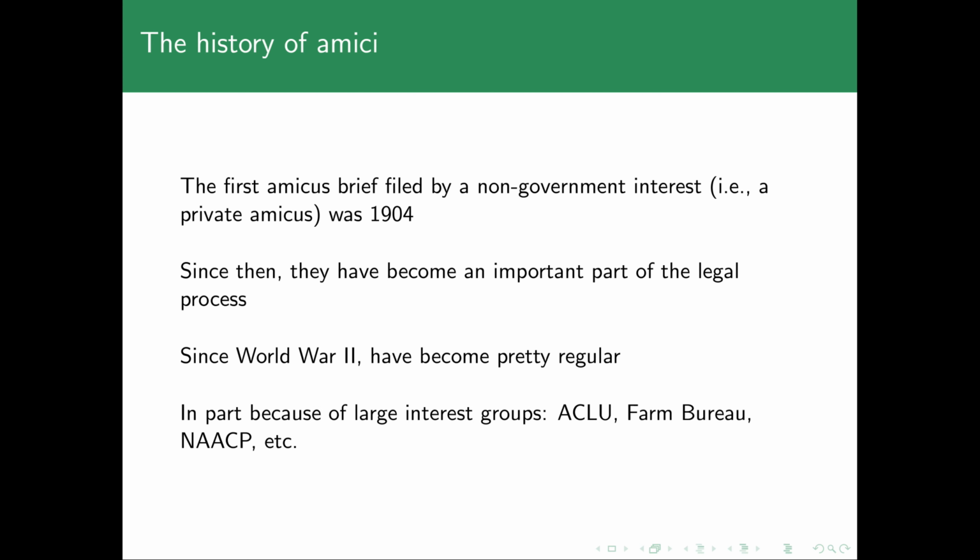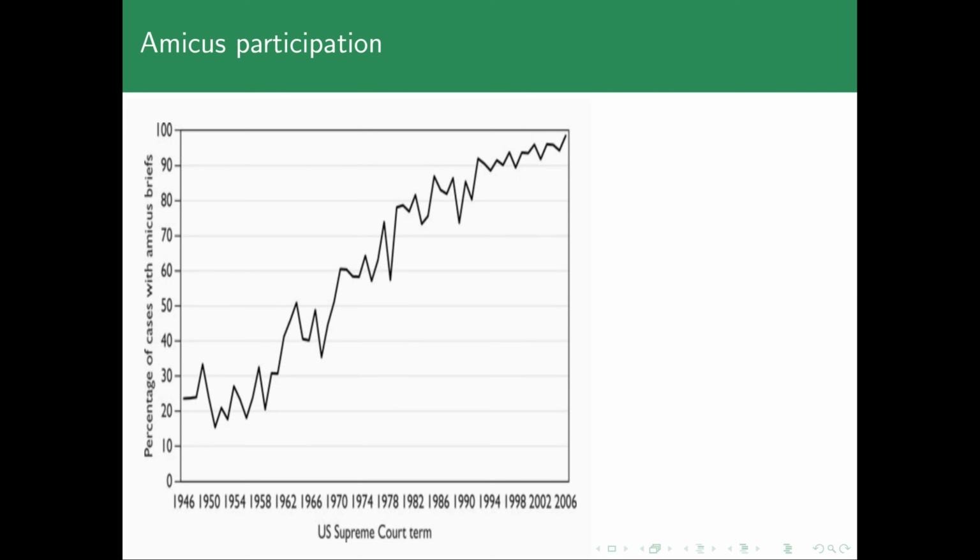One reason for this is because a lot of large interest groups started participating more and more, and there were more large interest groups. Examples of large interests that are what we call frequent flyers at the Supreme Court are the American Civil Liberties Union, Farm Bureau, the aforementioned NAACP. There's plenty of unions, state governor groups, things like that, all these different interest groups that frequently participate.